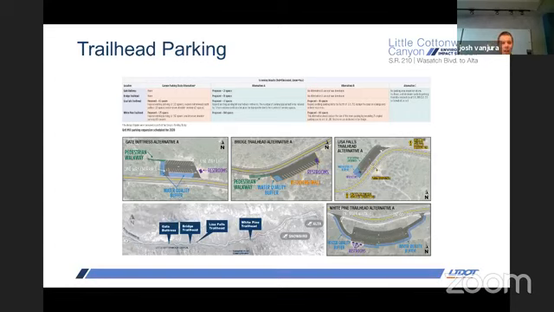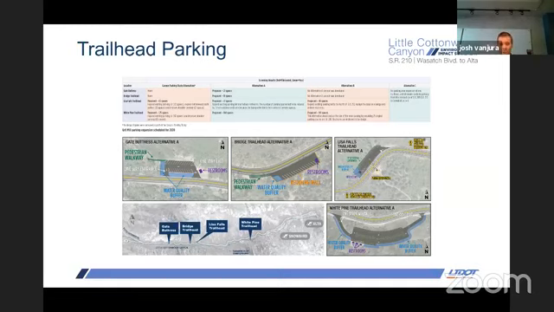So there are three different options. The first option is to eliminate all roadside parking from the canyon entrance up to Snowbird Entry 1. And under this situation, the total parking in the canyon would be reduced from 528 stalls down to 99 stalls.